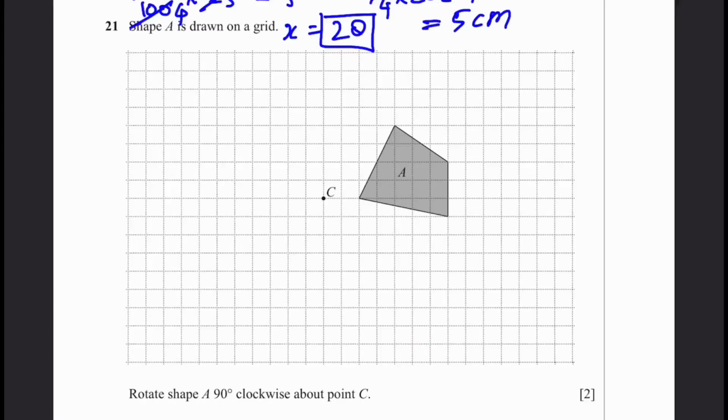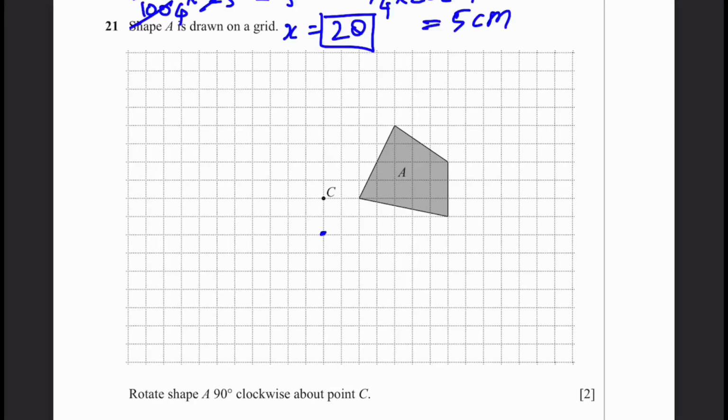Question 21. Shape A is drawn in a grid. Rotate shape A 90 degrees clockwise about point C. So we need to rotate it, and that means the shape's angle will also be rotated. If you rotate the shape, this will appear kind of inverted in 90 degrees. And this distance, which is 2 right, will actually become this, which is 2 down. So that's where our first point is going to be.